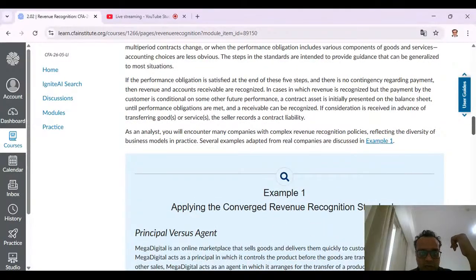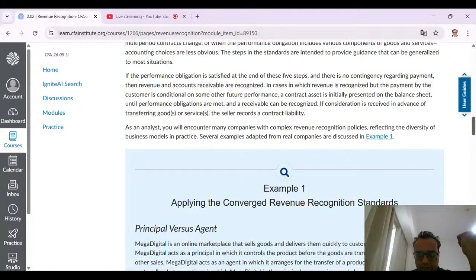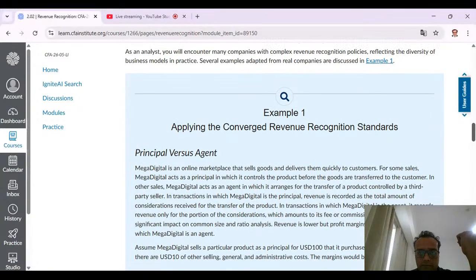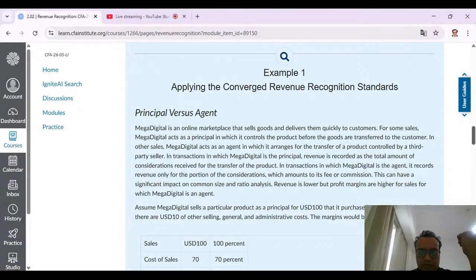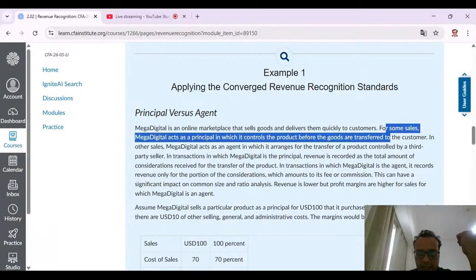As an analyst, you will encounter many companies with complex revenue recognition policies reflecting the diversity of business models in practice. Example 1 is the example of an online marketplace. Mega Digital is an online marketplace that sells goods and services and delivers them quickly to customers. For some sales, the company acts as principal in which it controls the product before the goods are transferred to the customer. In other sales, it acts as an agent.